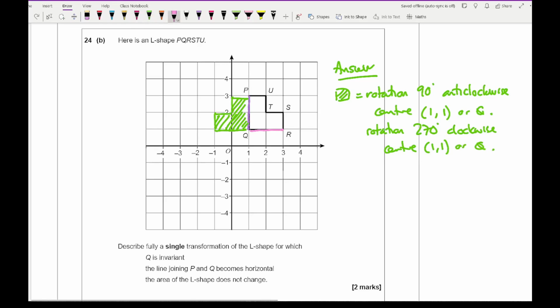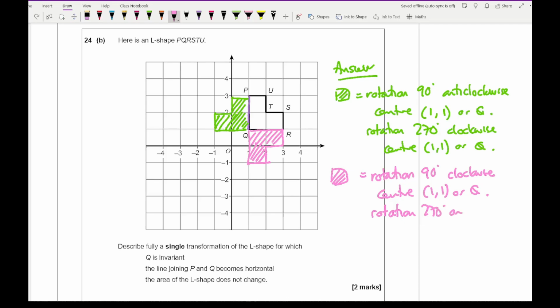Now, as Q is not changed, we could also go for where the transformed shape is this pink shape here, in which case again it's going to be a rotation, and it's going to be 90 degrees clockwise with center (1, 1), or Q. Or you could say that it's a rotation of 270 degrees anti-clockwise with center (1, 1), or Q.